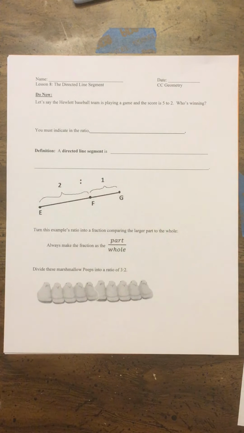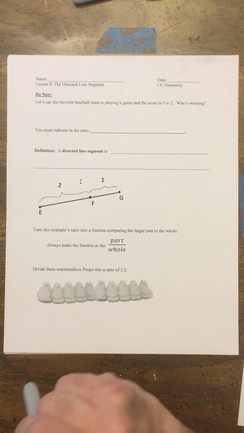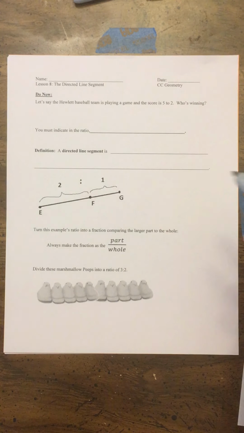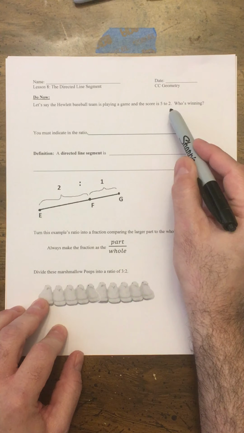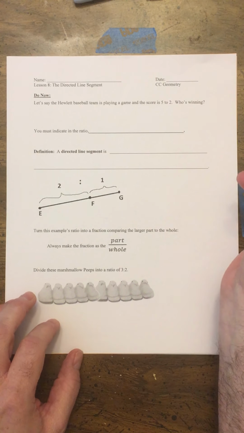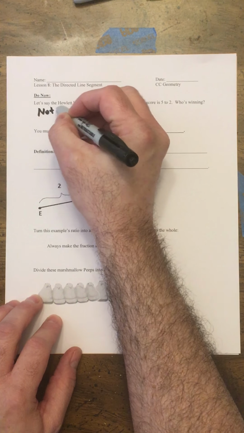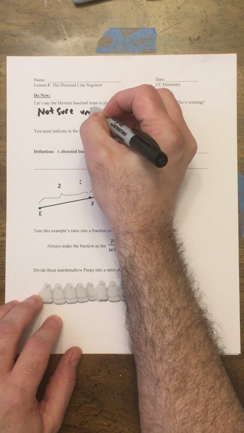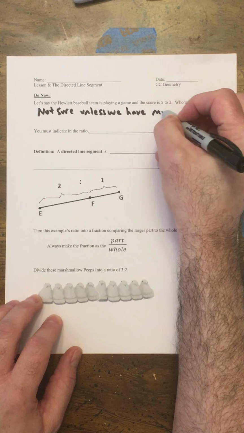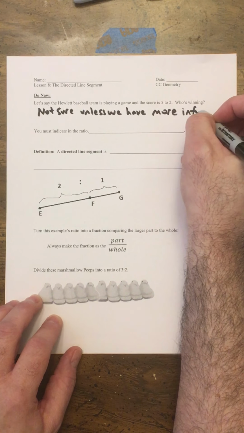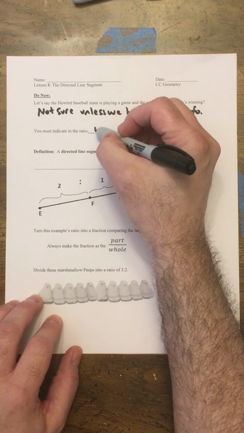All right, so let's say the Hewlett baseball team is playing a game and the score is 5-2. Who's winning? Well, many of you might think that if the game is taking place at Hewlett, Hewlett would have the score 5 and the opponent would be 2. But let's say you don't know where they're playing. Then you wouldn't be sure. We would say we're not sure unless we have more information, right?